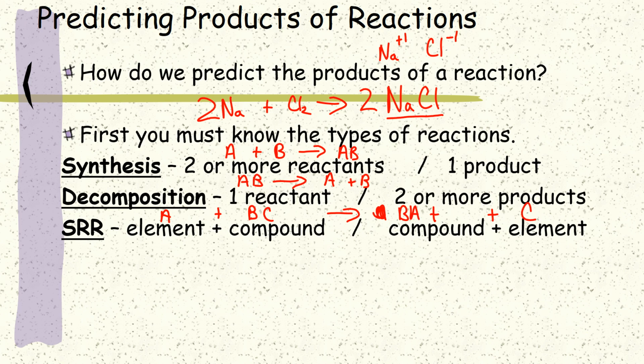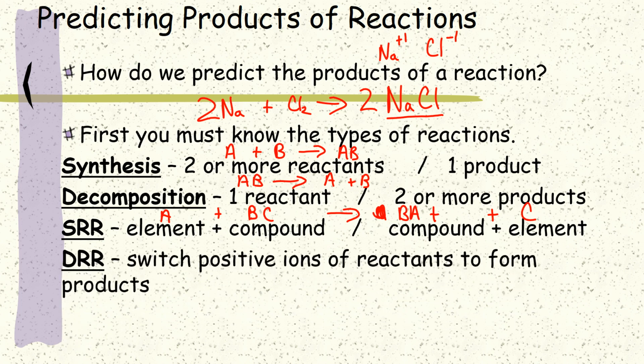And then for double replacement, it's kind of the same situation, except this time we have two compounds. Here you only have one choice. They're just going to trade partners. All right, something like that. Now, we had one other type that I told you about yesterday.